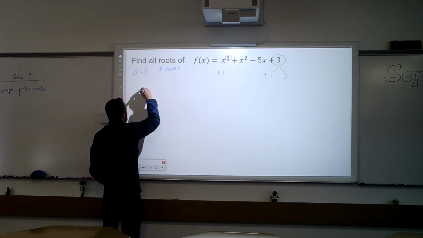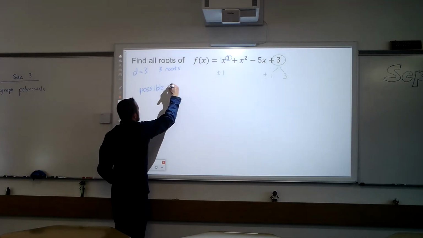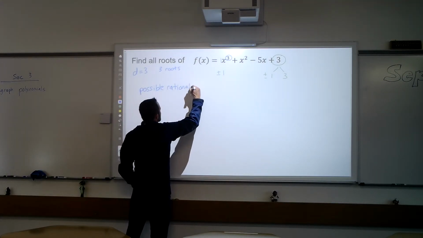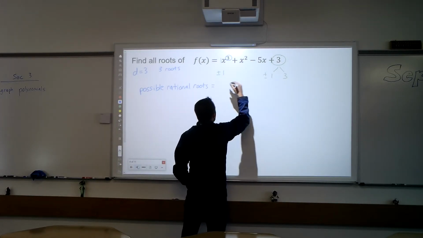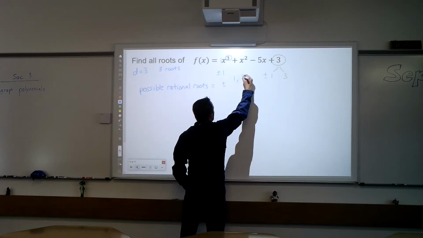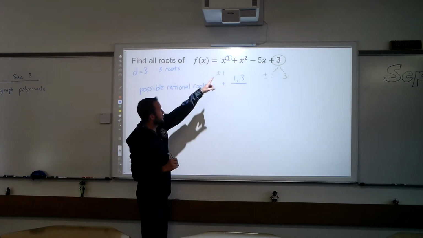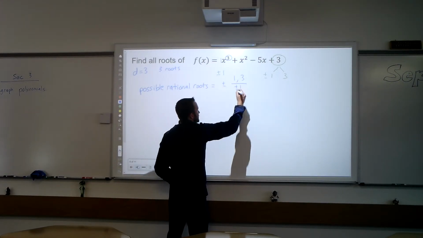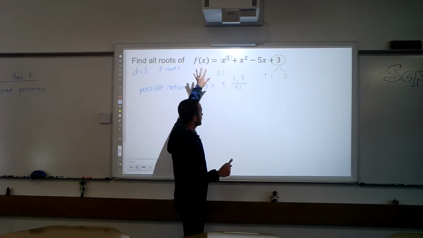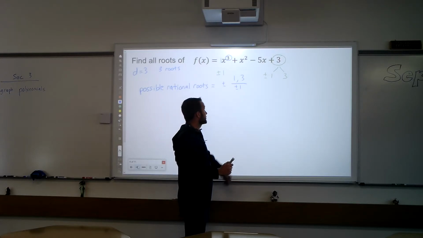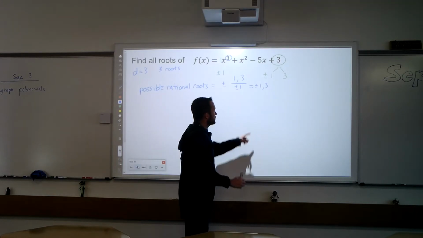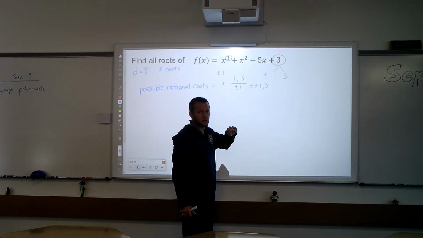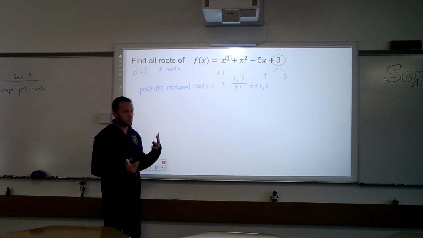So we're going to go through and say, okay, my possible rational roots. These are just things it could be, okay? It's going to be factors of the constant term, so that's plus or minus 1 and 3, divided by factors of the leading coefficient, which is 1. So again, factors of the constant term divided by factors of the leading coefficient. Now, when we divide by 1, that's pretty easy. It's just going to be plus or minus 1 or 3. So you've got 1, negative 1, 3, negative 3. So we've got 4 possibilities.